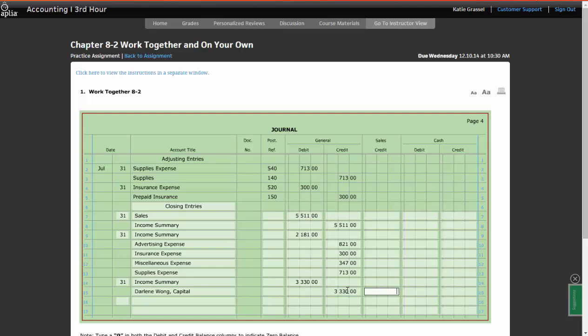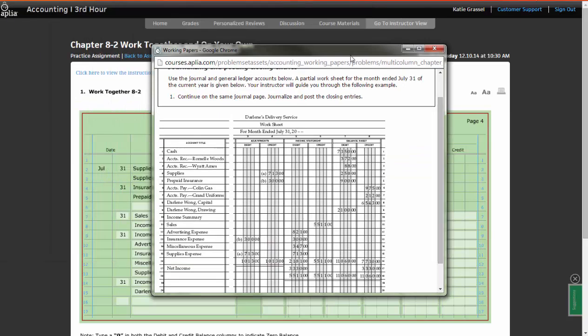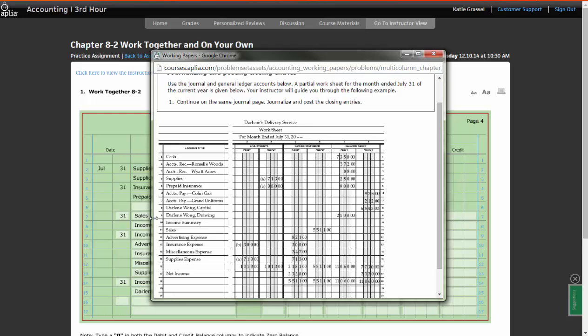The last letter in our acronym is what? D, drawing. And that means we need to get drawing to zero. When I look at my worksheet, right here, Darlene Wong Drawing is line 9 on my worksheet. Darlene Wong Drawing has a debit balance. So what do I have to do to drawing to get it to zero? I have to credit drawing. So what are we going to close drawing into?